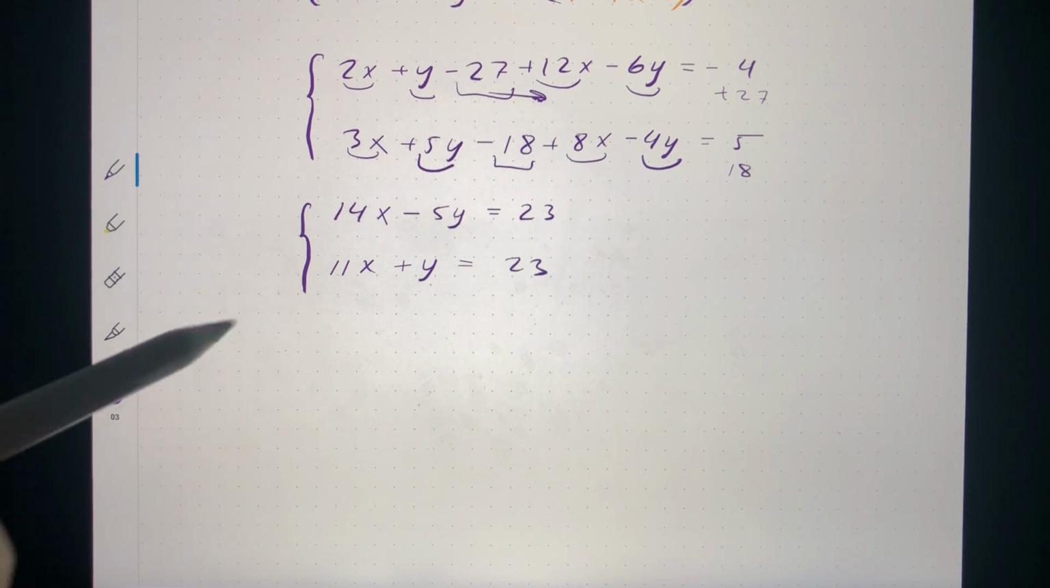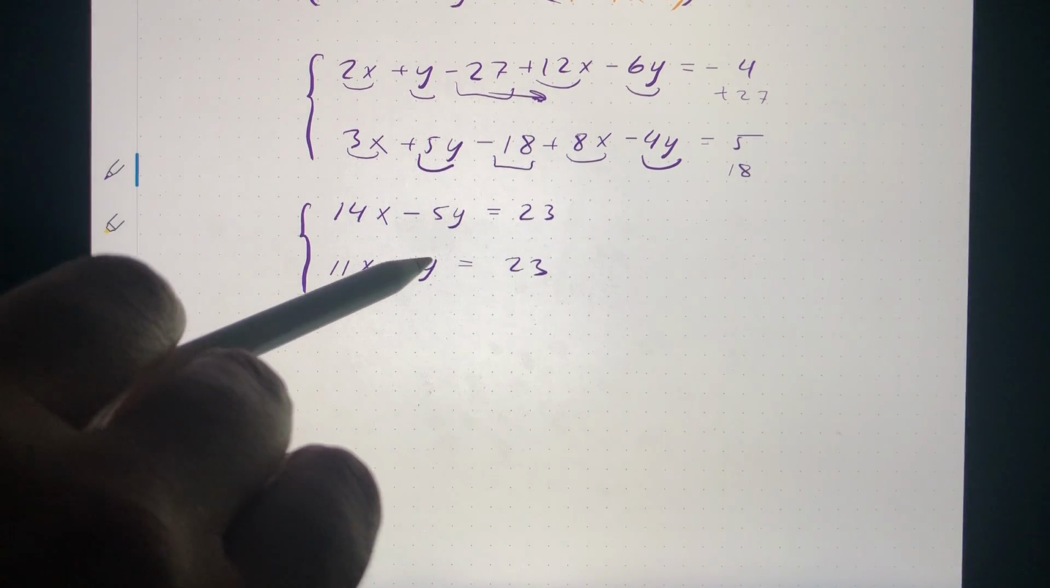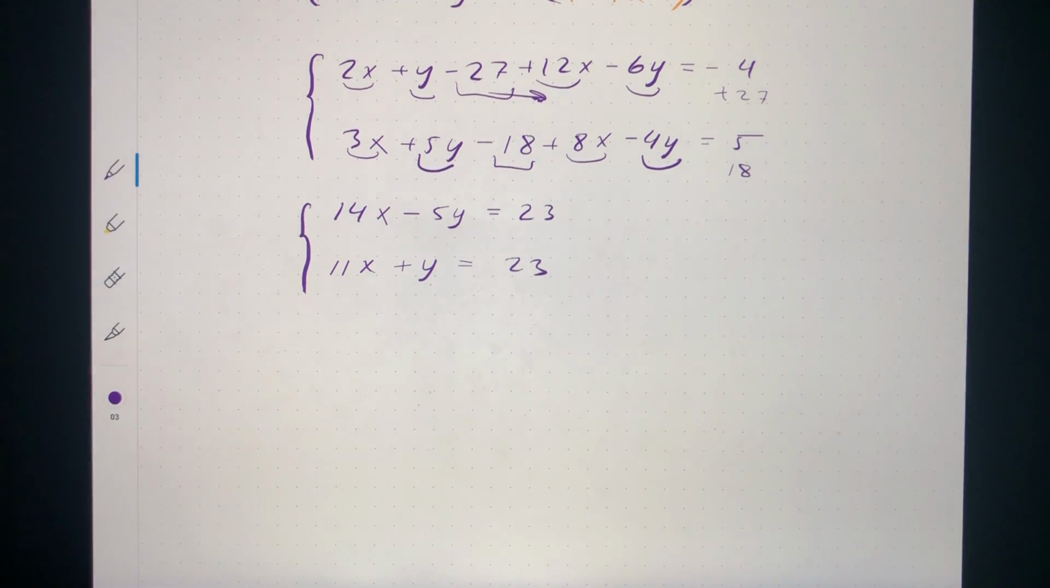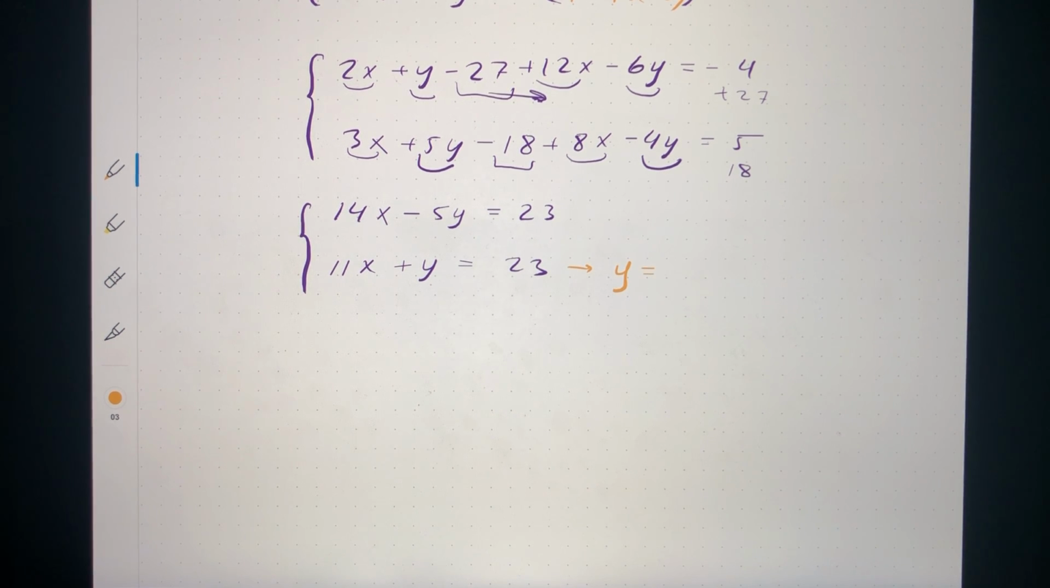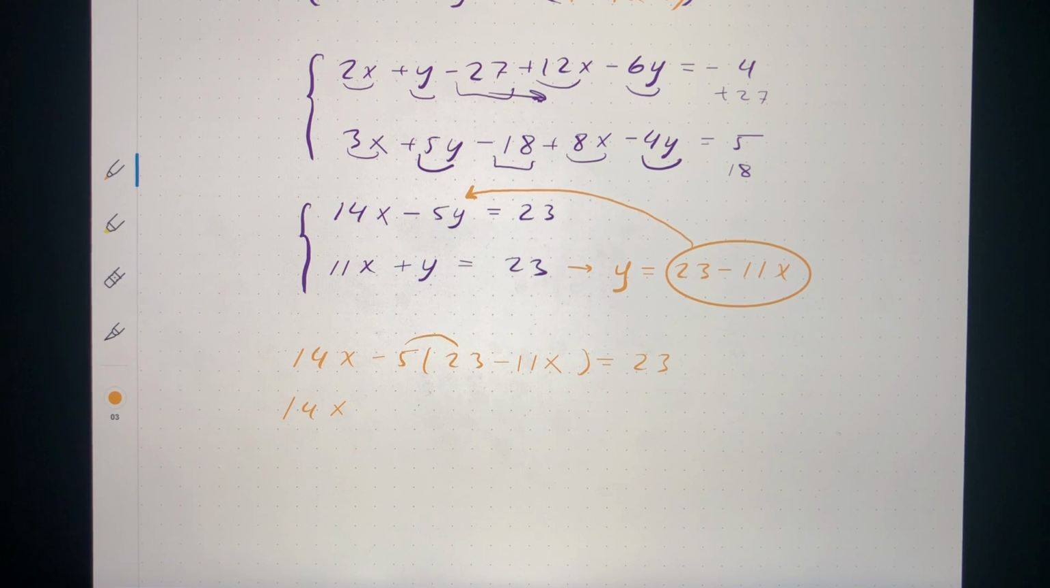Now, once again, we solve either one of these for the x or the y and use it in the other equation. So let's solve the second equation for the y. We subtract 11x from the 23, and we use that information for the y in the first equation. That makes 14x minus 5 times (23 minus 11x) is 23. Now multiplying through, 5 times 23 is negative 115. 5 times 11 is 55x is equal to 23.